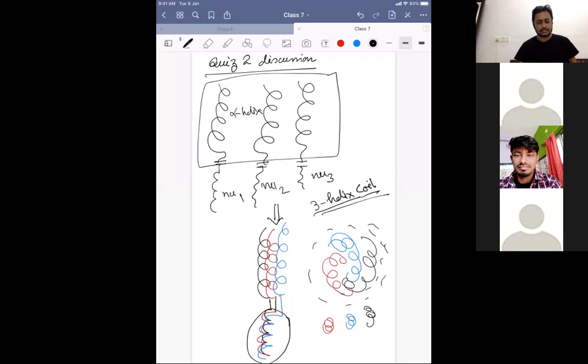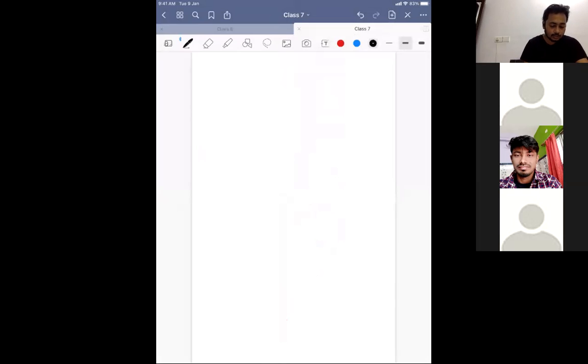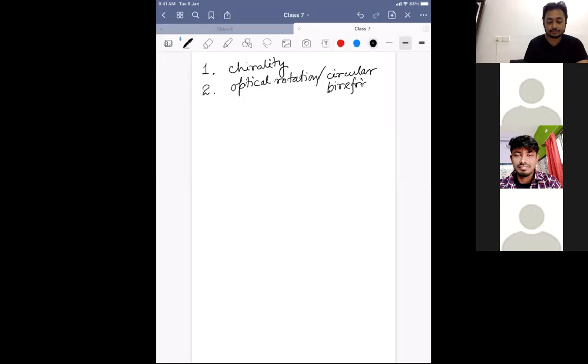Okay. If not, this is the part where we discuss the CD spectroscopy. So the main take-home message for CD spectroscopy, if I want to point it out: first, we learn what chirality is. And then how I can measure chirality. I can do that by optical rotation, or what is known as circular birefringence. Or I can also do that by circular dichroism, which is also known as molar ellipticity. Okay. And now you know why it is called ellipticity.